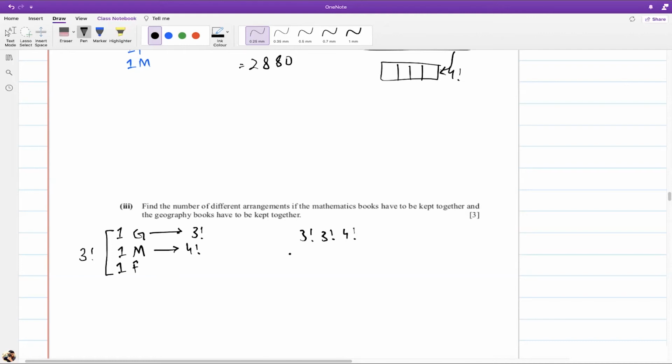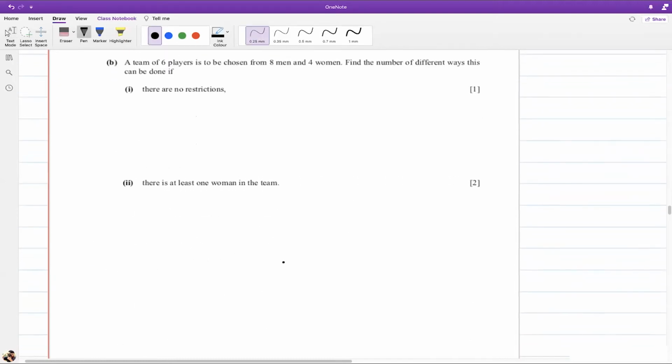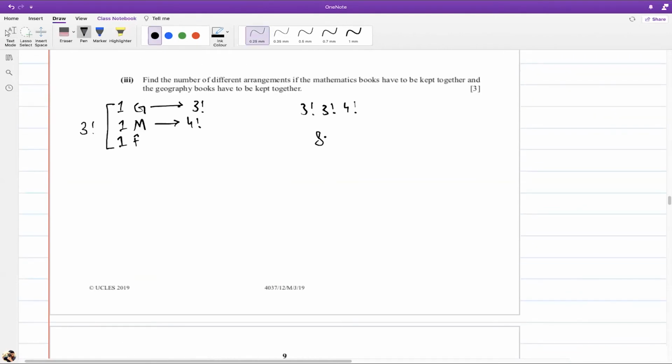Because you're picking all the books, there is no requirement to use C or P, even though you can solve this through that method as well. All right. 864. This is 864? Yep. Okay.